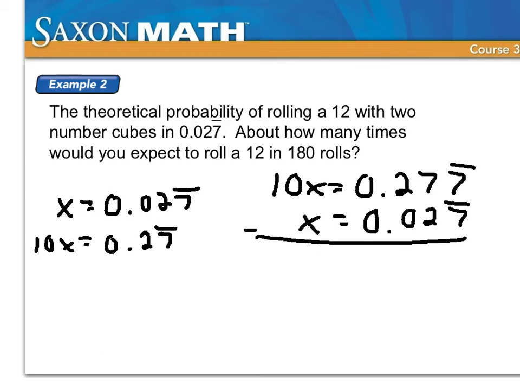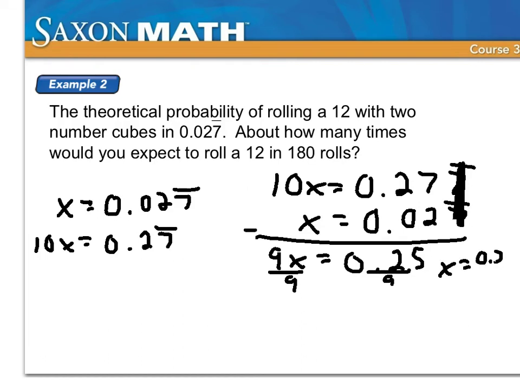Okay, and again, 10x minus x is 9x. And look at here, these 0.7 repeatings right here cancel each other out because they make 0. So I'm going to get 0.25. Okay, and then again, divide by 9. And I get x equals 0.25 over 9. Alright?